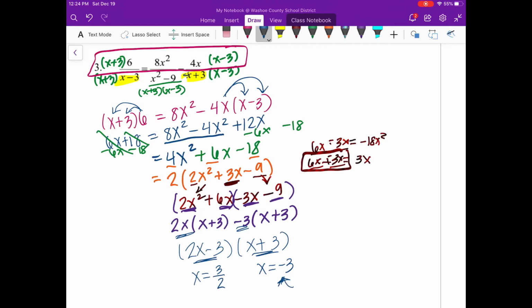Okay, so this one looks like it might. If I were to substitute negative 3 over here, negative 3 plus 3 would be equal to 0. So I cannot have this one. It's an extraneous solution. This one would not make anything 0, so I can actually use it. And that is my only answer in this case.